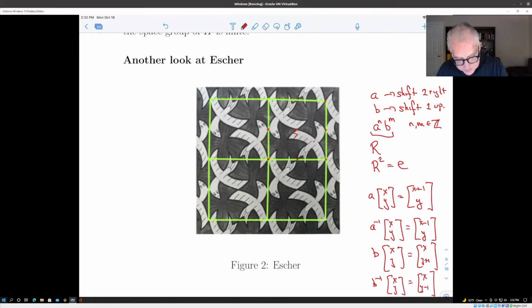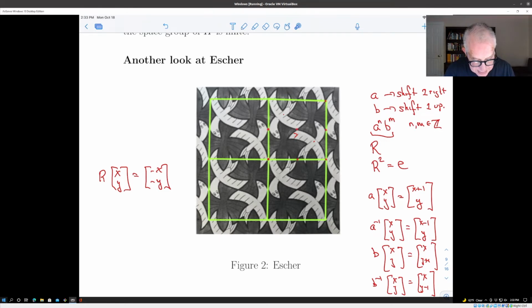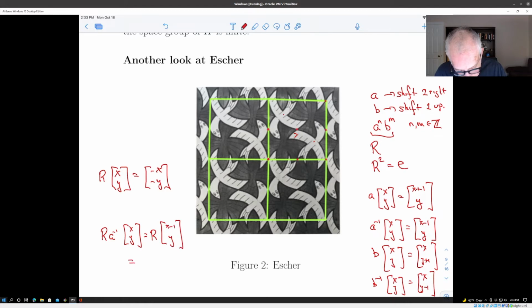And what does R do? Well, R takes a vector (x, y) and it just negates both coordinates, right? It takes this point here, which is (1, 0), and takes it all the way over to here, which is (-1, 0). And it takes this point here, which is (0, 1), and takes it all the way around to this point here, which is (0, -1). So if we compute R A inverse of (x, y), we get R of (x - 1, y), which is (1 - x, -y).